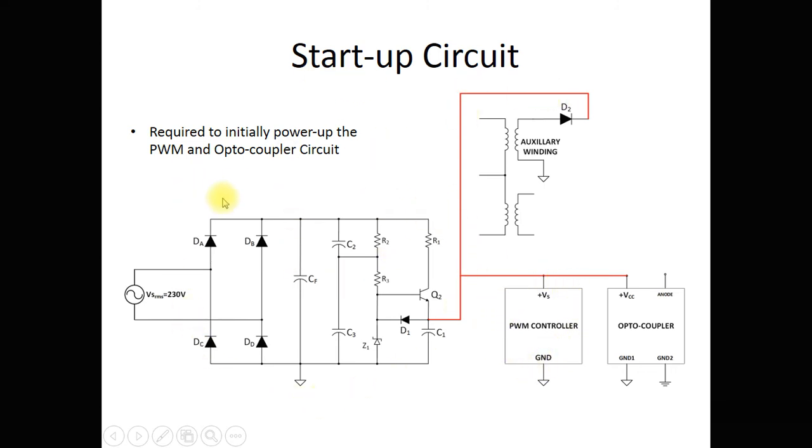This is a simple startup circuit. The basic job of the startup circuit is to give a supply of 12 volts to actually start the PWM controller in the first place. And when it starts, then this can become dormant, and you can generate from this winding the DC supply which is required for the PWM controller and the opto isolator or optocoupler part.